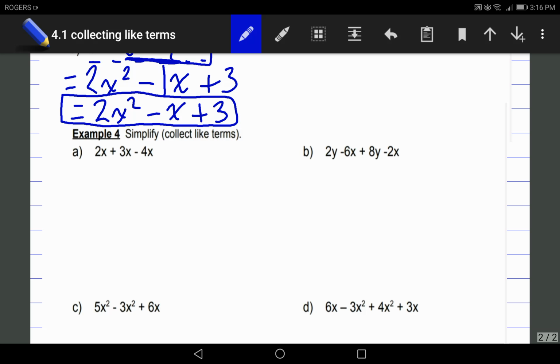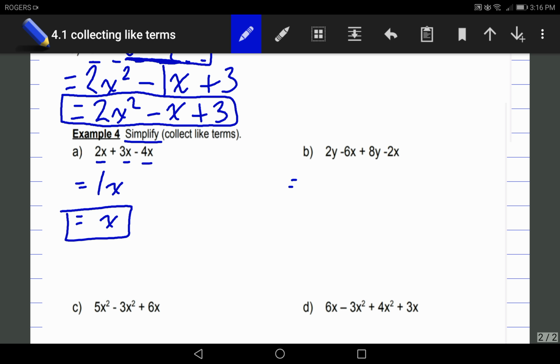2x plus 3x minus 4x. Okay, so again, we're simplifying. We're collecting like terms. As you can see, these are all x terms. They are all the same. Simply pull out your calculator. It's like saying 2 cats plus 3 cats minus 4 cats. How many cats do you have left? Well, in your calculator, just do 2 plus 3 minus 4. You get 1x. But remember, write it as simply x when you have a 1 in front. Next one.